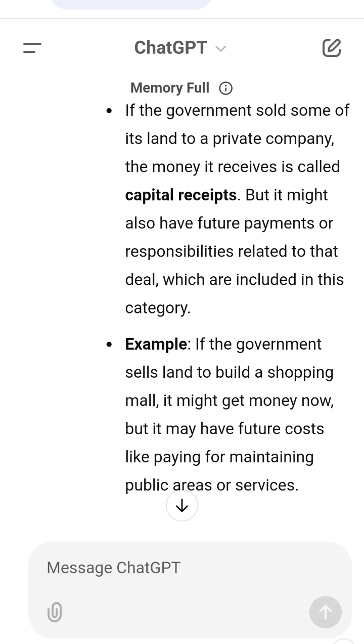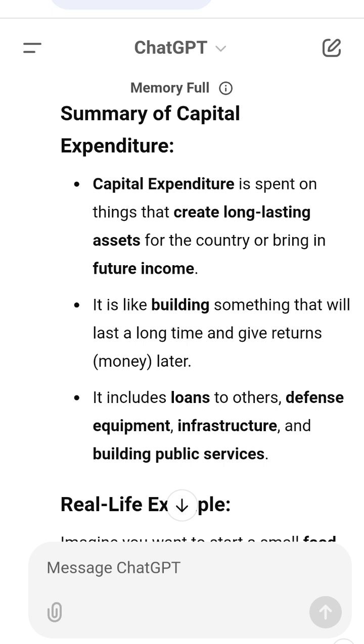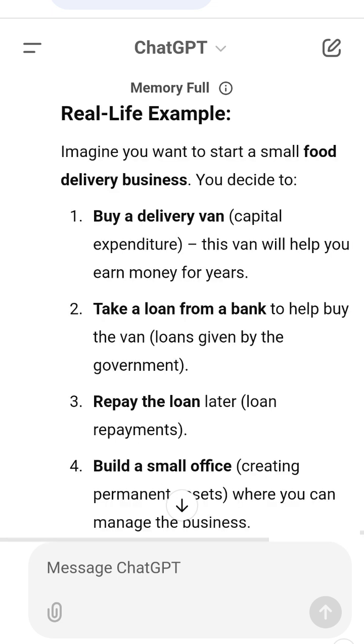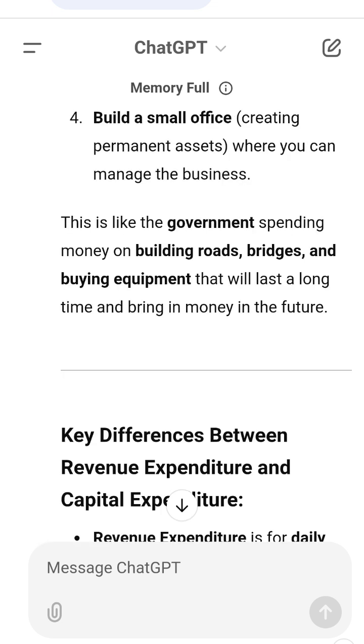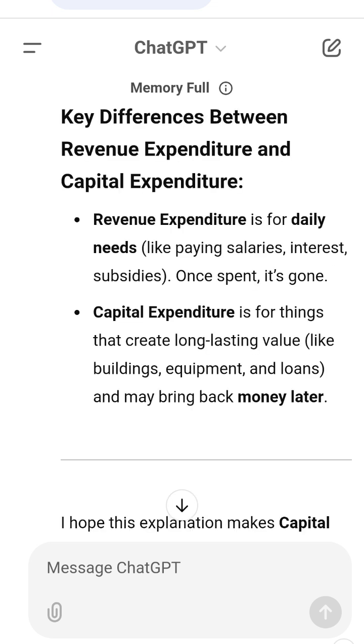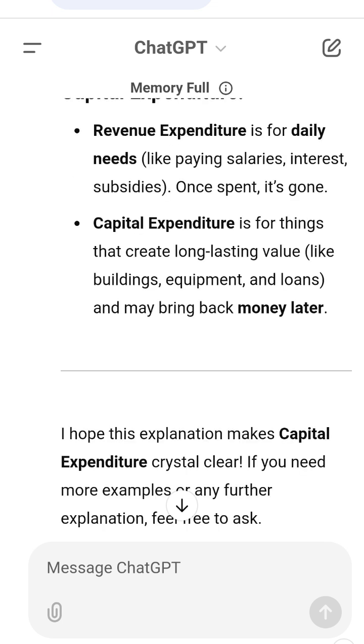Key differences between revenue expenditure and capital expenditure. Revenue expenditure is for daily needs, like paying salaries, interest, subsidies. Once spent, it's gone. Capital expenditure is for things that create long-lasting value, like buildings, equipment, and loans, and may bring back money later. I hope this explanation makes capital expenditure crystal clear.